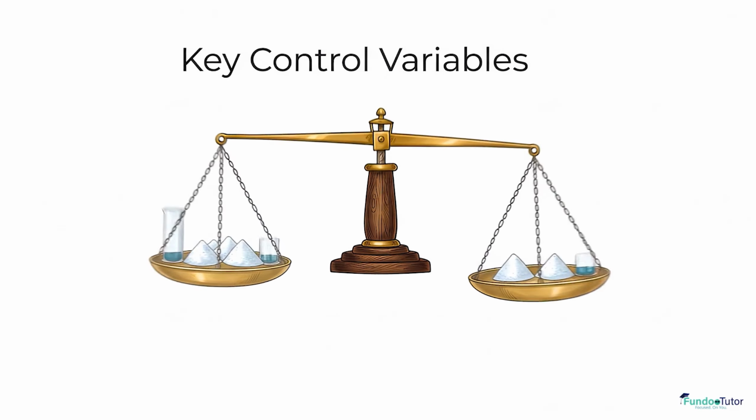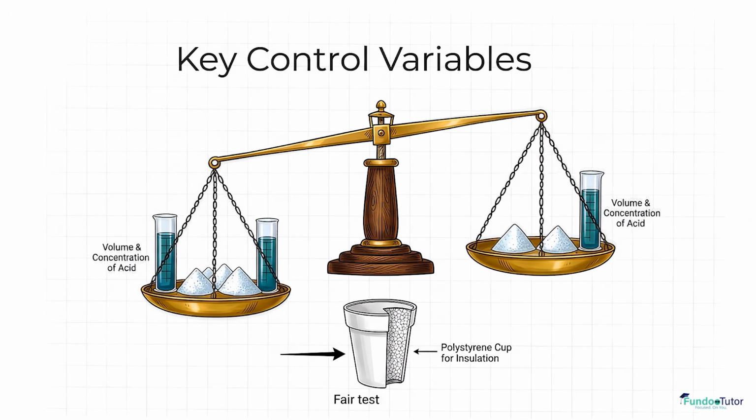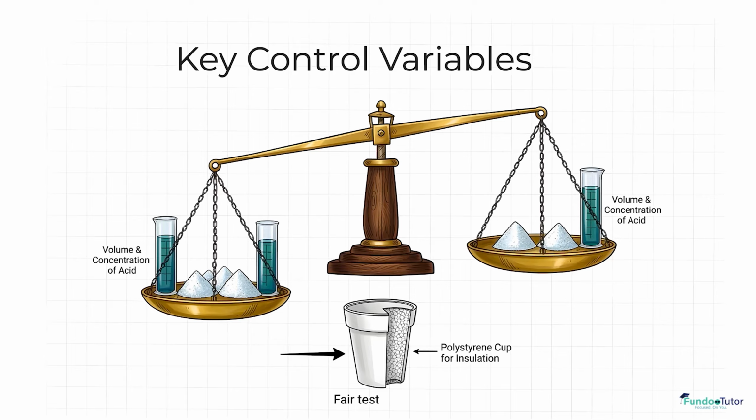First up, let's identify our control variables. To make this a fair comparison, a fair race, we have to use the exact same mass of sodium hydrogen carbonate for both experiments. We also need to use the same volume and the same concentration of both the acids. And one more thing, to stop heat from escaping and messing up our results, we'll do the whole thing in polystyrene cups. They're great insulators.